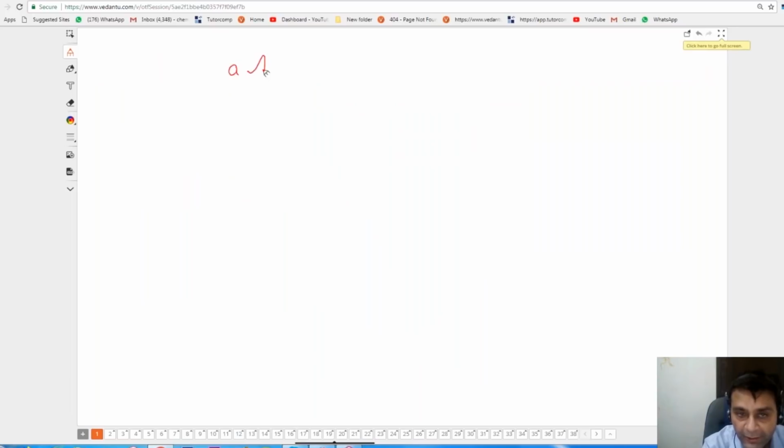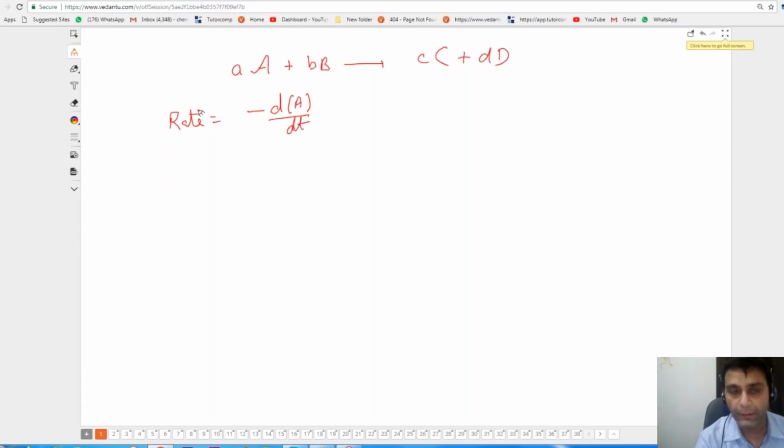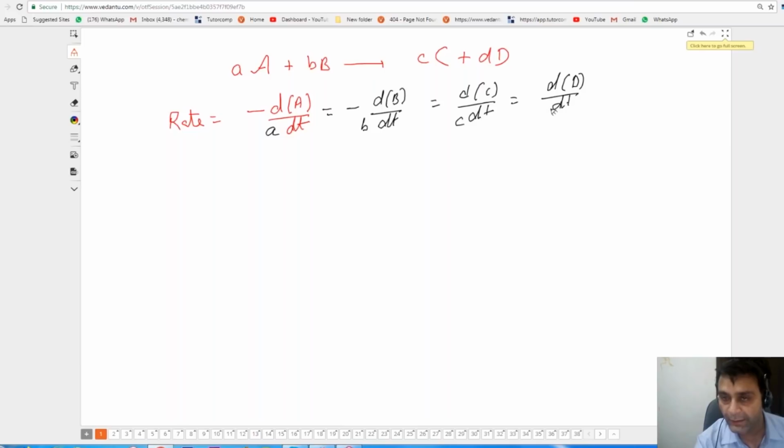I say a moles of A react with b moles of B. It gives c moles of C and d moles of D. Then rate is equal to minus dA upon dt, but divide by the coefficient a, is equal to minus dB upon dt, and now divide by b, right? Now I say dC upon dt divide by c, and now dD upon dt divide by d. Is that clear? Whatever the coefficient is here, divide by that value.